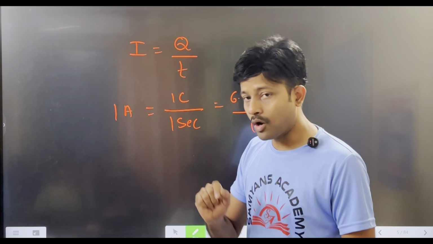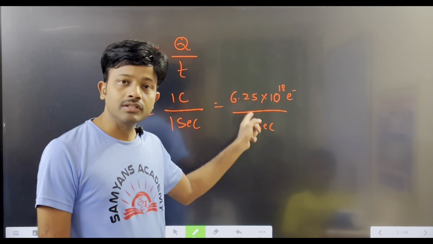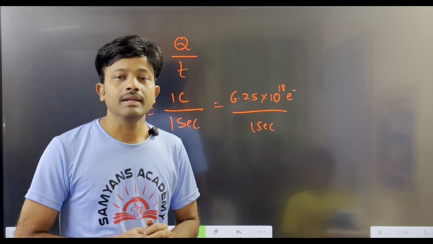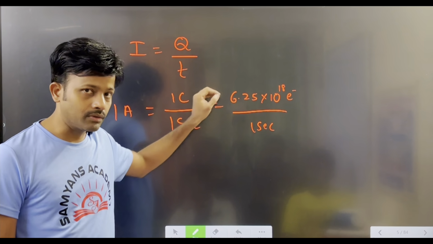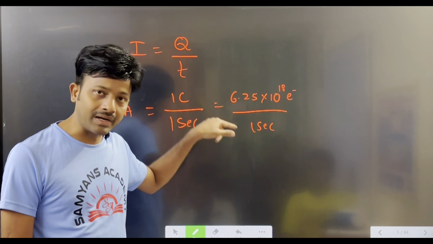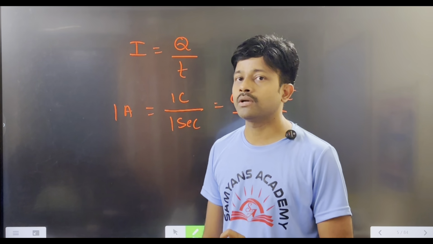In 1 ampere of current, how many electrons are flowing in 1 second of time? Then you have to tell 6.25 into 10 to the power of 18 electrons. If 6.25 into 10 to the power of 18 electrons are flowing through any cross section area of a conductor in 1 second of time, it is said to be 1 ampere. Then how to define the 1 ampere?